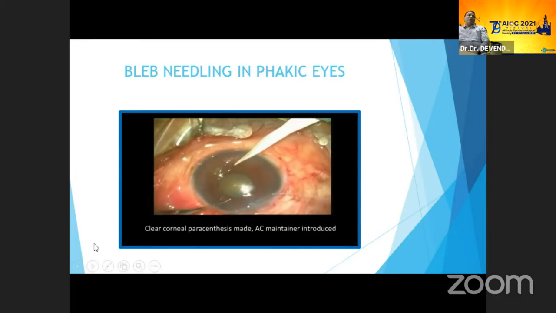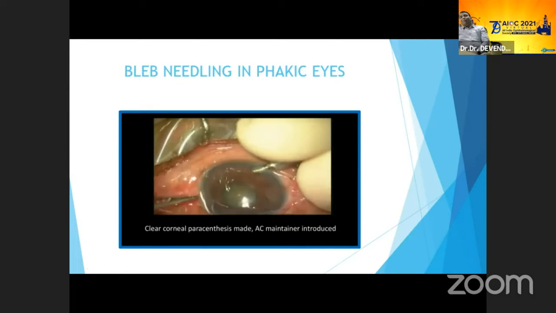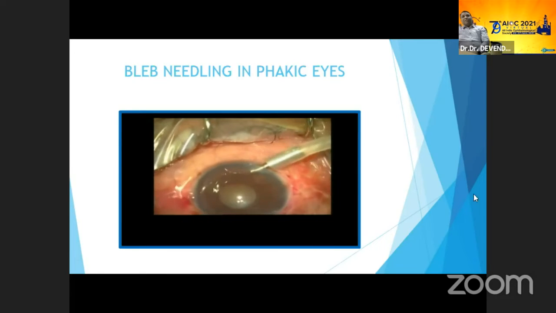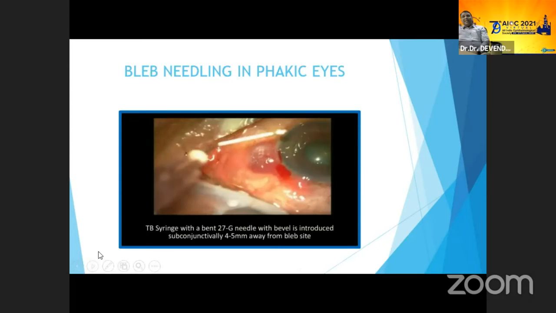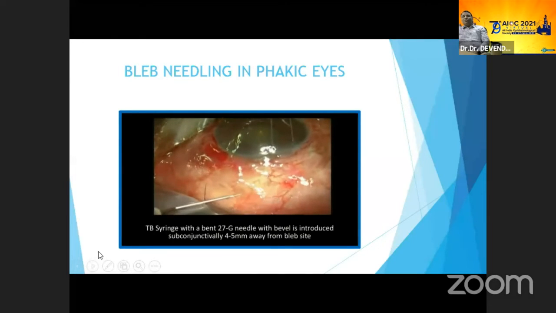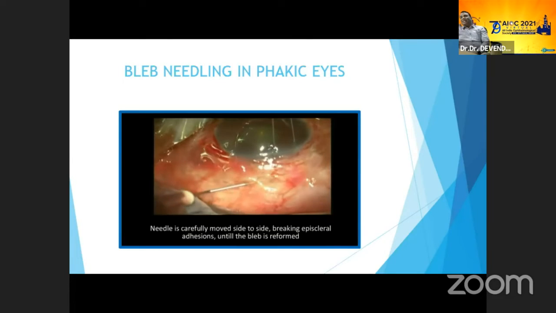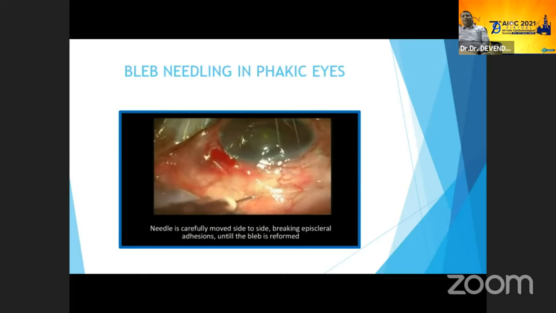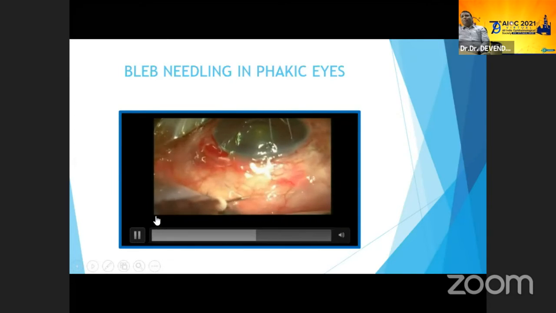Here the side port is made, and we use the AC maintainer. The AC maintainer is helpful throughout the procedure for maintaining the anterior chamber. Maintaining the anterior chamber is very crucial, especially in phakic eyes. And this is a very thick walled bleb. So take the needle. I am going through the left hand side because I feel this side has more fibrosis, and I'm trying hard to get through this thick wall of the bleb, but I'm not able to pierce it exactly.